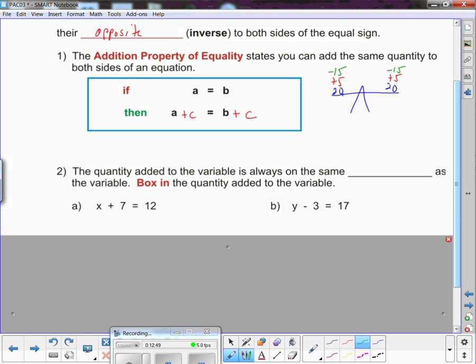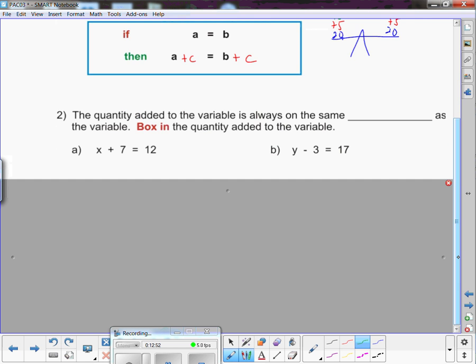Okay, so we're just going to go through and make sure that we understand what we're looking to move and how we're going to move it. And these are, again, real easy. Equations are easy. You're going to do very well on these. All right, number two, the quantity added to the variable is always on the same side as the variable. Because again, you're moving everything away from it. So all I want you to do is box in the quantity added to the variable. So look at A, and what I want you to do is take your red and box in the thing that is added to the variable.